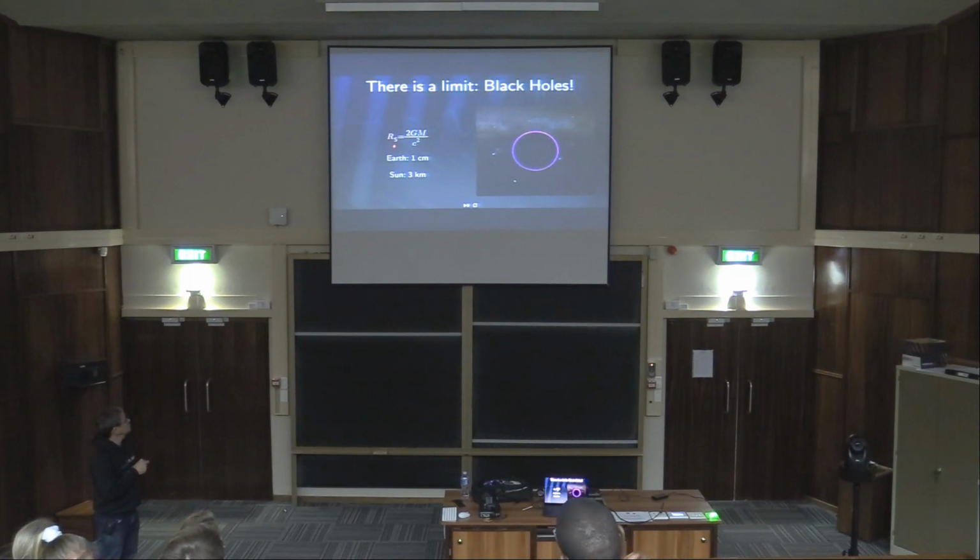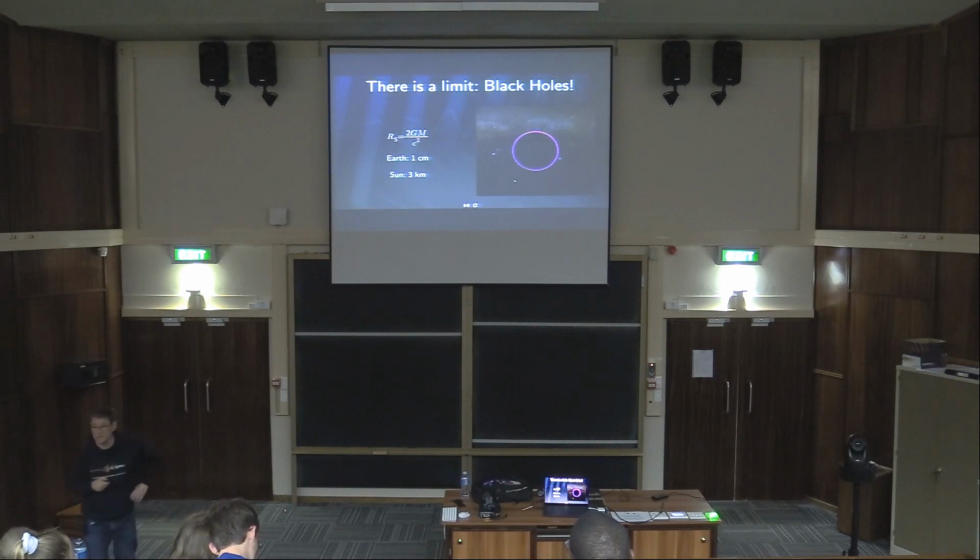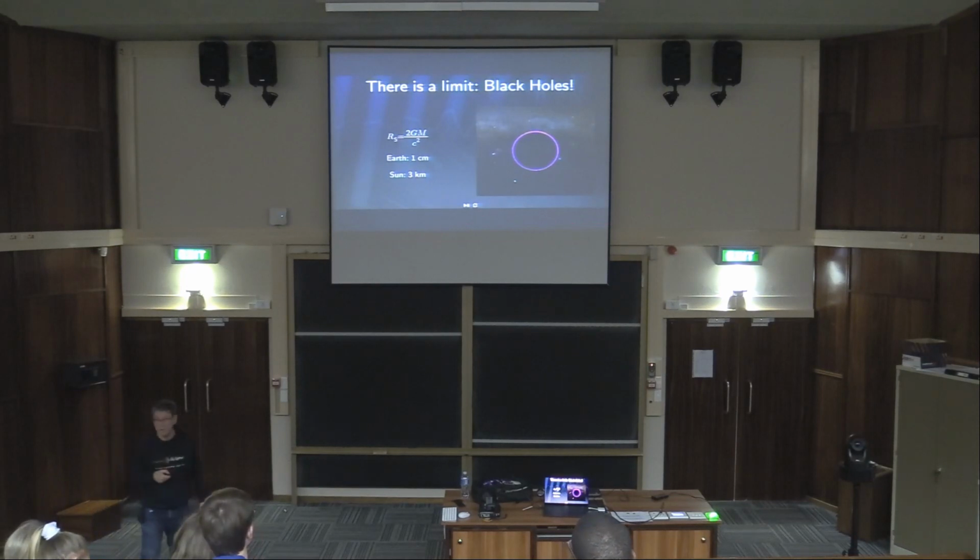So the radius of the object, if it was ever smaller than twice Newton's gravitational constant (it was nice of him to leave Newton's constant in his theory) times the mass of the object divided by the speed of light squared, it would become a black hole, and light wouldn't be able to escape. The only problem was, to turn the Earth into a black hole, you would have to shrink it to 1 centimetre radius, which is really, really hard.